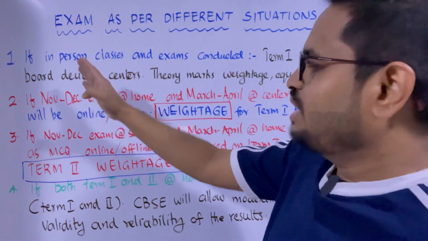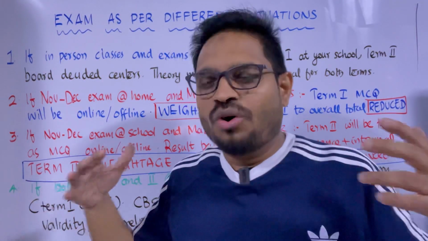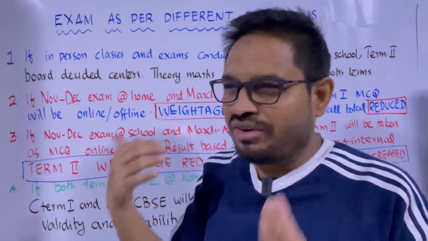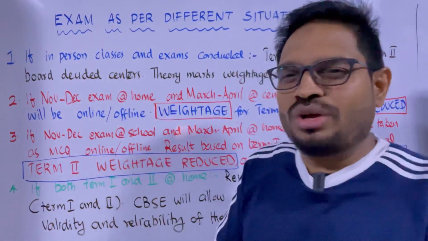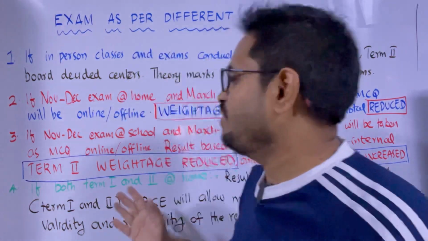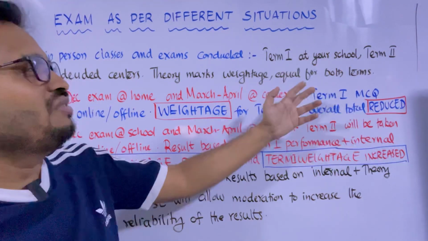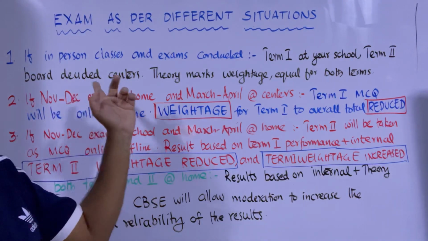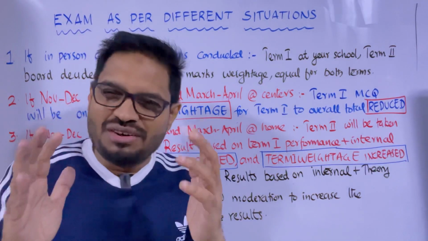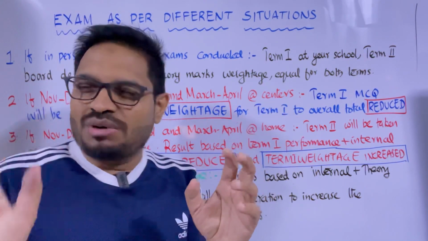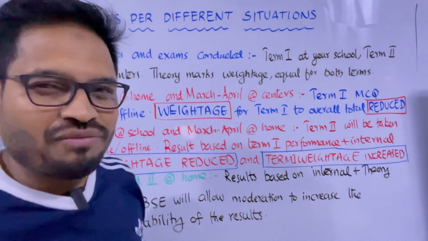Situation number 1: in-person classes and exams are conducted normally, meaning COVID is completely over and everyone is allowed to go to school. You can write the exams and attend the daily classes, like normal schooling every year. So we will have term 1 exams at your own school and term 2 at board-decided centers, and theory mark weightage will be equal for both terms. That means if one term's mark is given 50% weightage, the other one is also given 50% weightage.